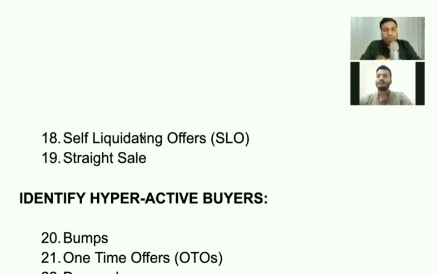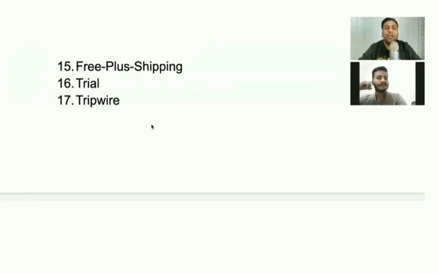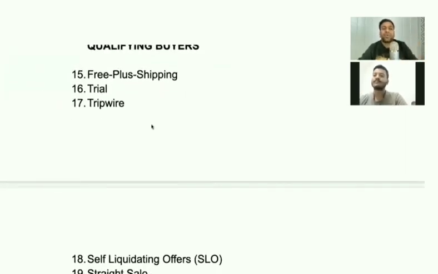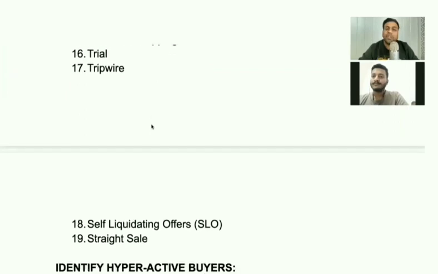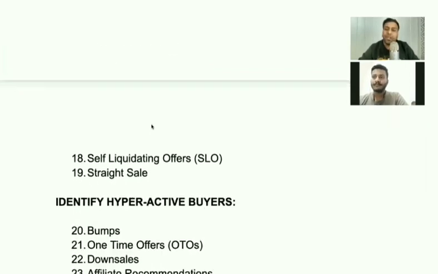So when people know you, when people trust you, when you already have established an authority and you have your audience, then money comes very easy. It's not a very big deal, but you have to build all such things. If you have those things, then you can just straight away show up and sell your products. You should not worry about that, right? So these were the other elements for qualifying buyers: free plus shipping, trial, tripwire, self-liquidating offers, and straight sale.